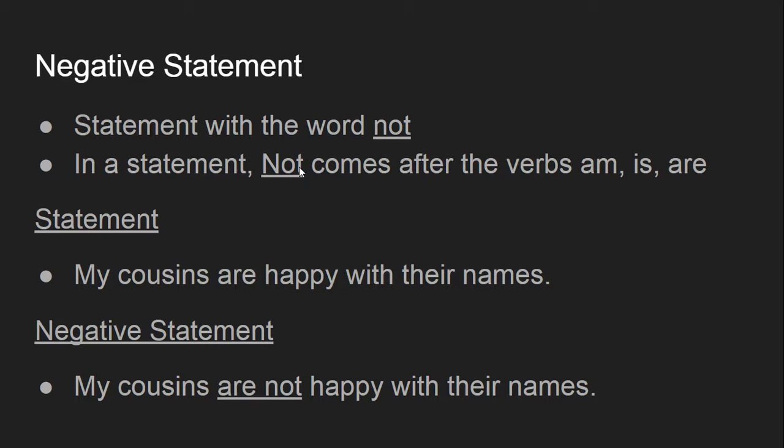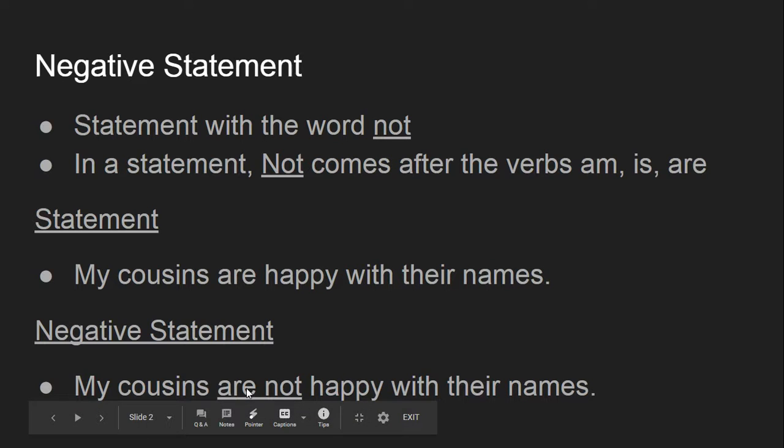Here we have an example statement, and it's telling us information. My cousins are happy with their names. If we want to make this a negative statement, again, we look for the verb am, is, or are. Here we have cousins, the subject, and then the predicate starting with are. My cousins are not happy with their names. So we put not after are, and it makes it a negative statement.